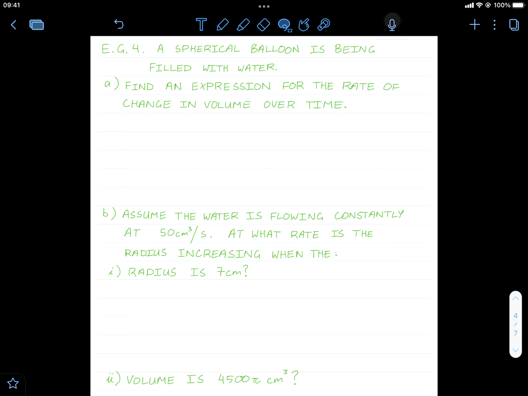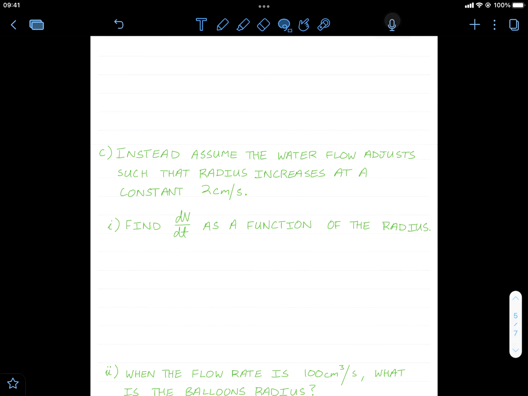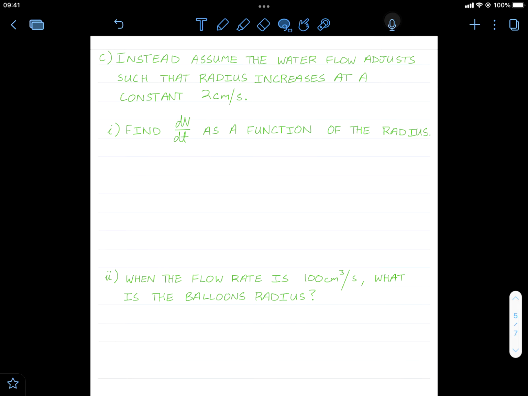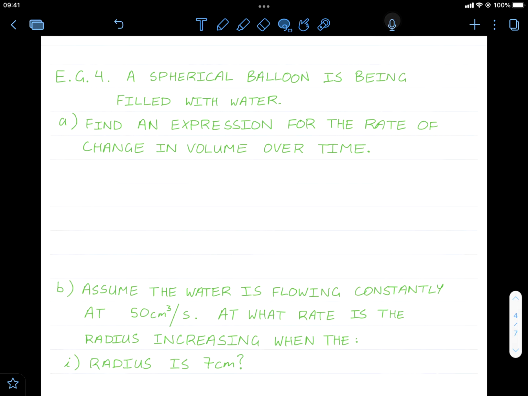Hello class, this is a video tutorial on the fourth example of related rates. At any time you can pause the video. I'll just scroll through so you can see all of the questions. So here's the first page, and then here is the second. So let's get straight to it.